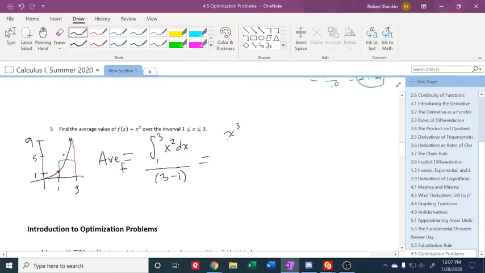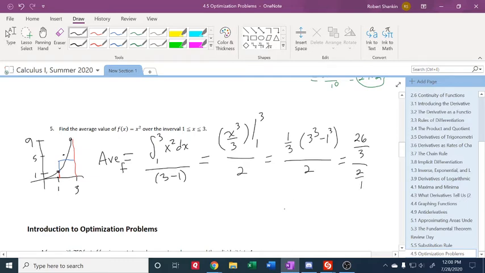So this becomes x cubed over 3, evaluated from 1 to 3, divided by 2. And that's the same as, factor out the 1/3, 3 cubed minus 1 cubed over 2. It's 27 minus 1, so it's 26 over 3 divided by 2 over 1. Invert and multiply. 26 over 3 times 1 half, which is 13 over 3, which is 4 and 1/3. Now, does that look reasonable according to my picture? Sure, a little bit smaller than 5, 4 1/3. Got it.